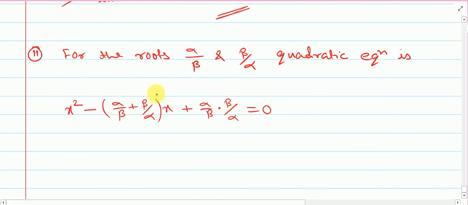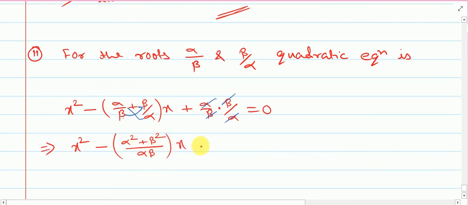So here beta beta, alpha alpha cancel, so you are left with 1. So next step, x square, here you can see beta, here alpha, so simply multiply this alpha over here, multiply this beta, and in denominator just write beta into alpha. So you get alpha square plus beta square upon alpha into beta x, and here you are getting plus 1 equal to 0.